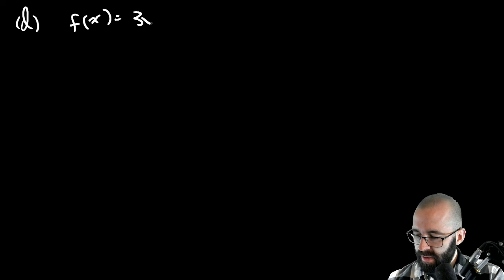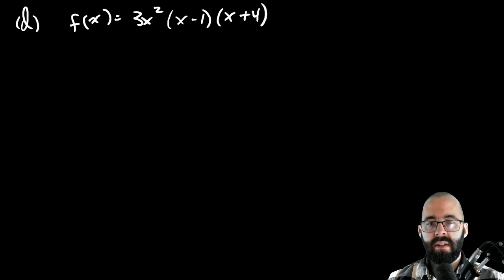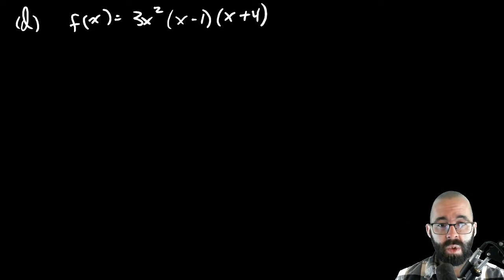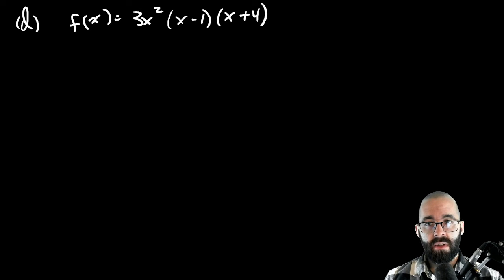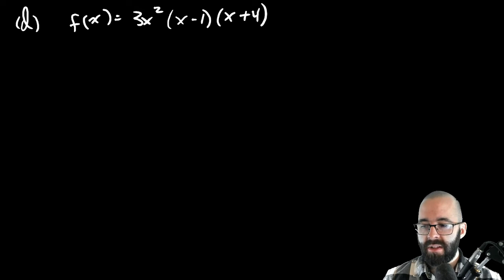Let's do one more trickier question together. F of x equals 3x squared times x minus 1 times x plus 1. This is not in the right form. The degree is not 2. Okay? There's an easy way and a harder way to find the degree. In 5.3, we'll talk about one way to find the degree using the concept of multiplicities.